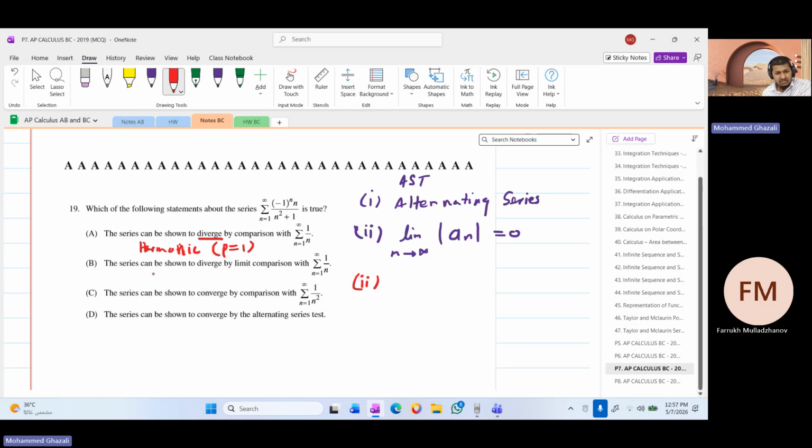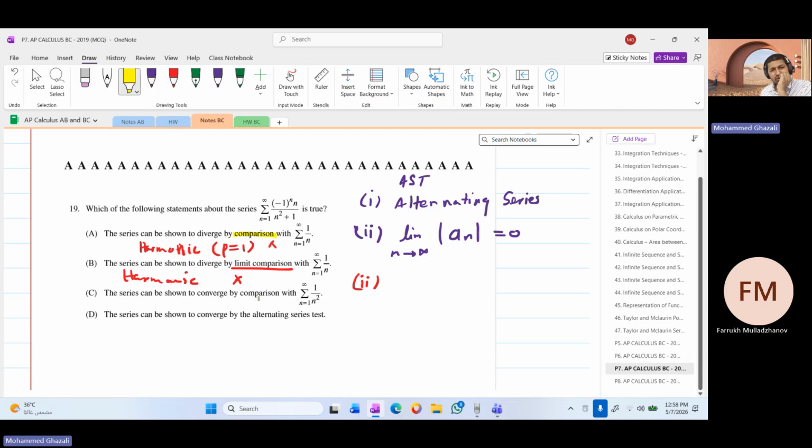Again, they're saying limit comparison. No, it's not limit comparison, it's a p series. So harmonic here as well. So both are incorrect options, right? Because limit comparison is wrong. Even this one here does diverge. It's harmonic, it diverges, but it's not the comparison test. We're not doing comparison here.